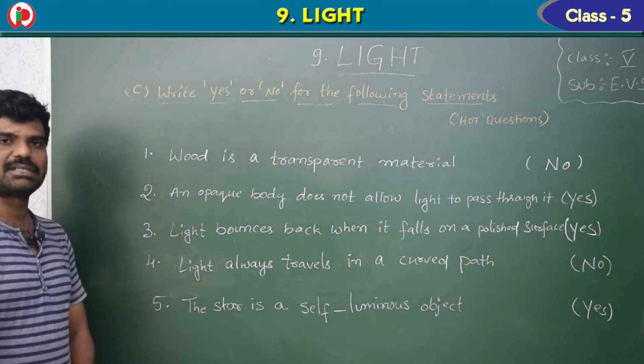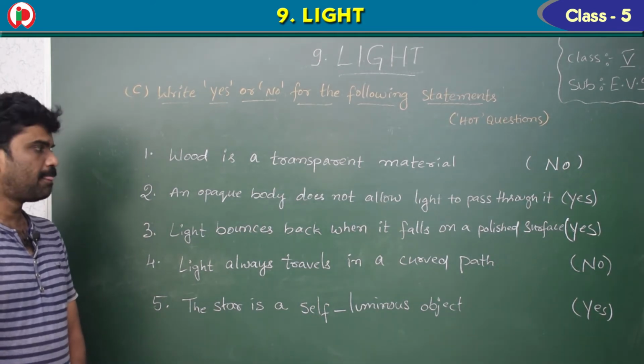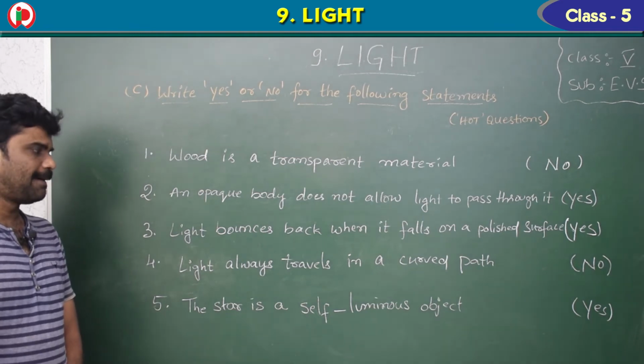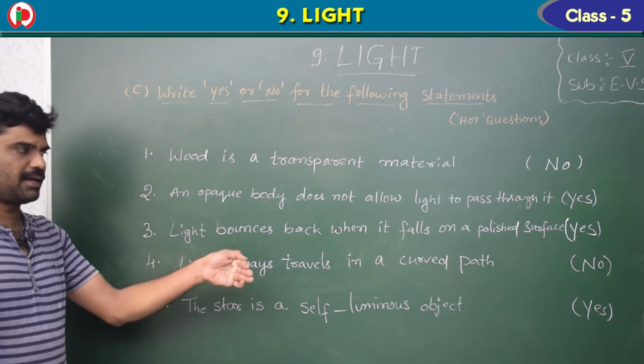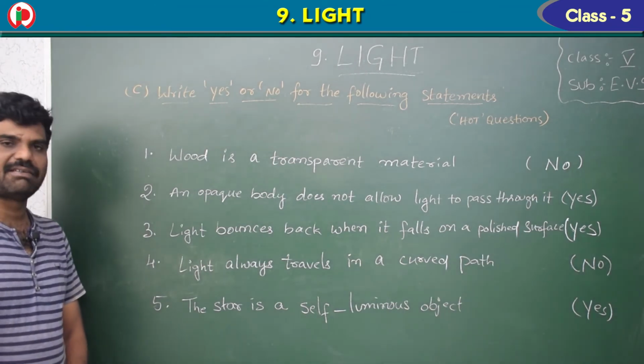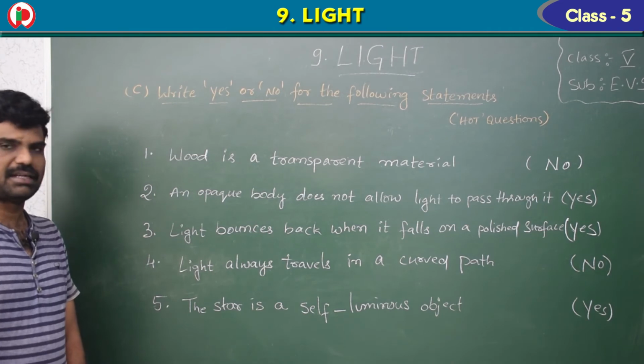Once again, let me repeat for the second time. Wood is a transparent material. No. An opaque body does not allow light to pass through it. Yes. Light bounces back when it falls on a polished surface. Yes. Light travels in a curved path. No. The star is a self-luminous object. Yes. Okay.